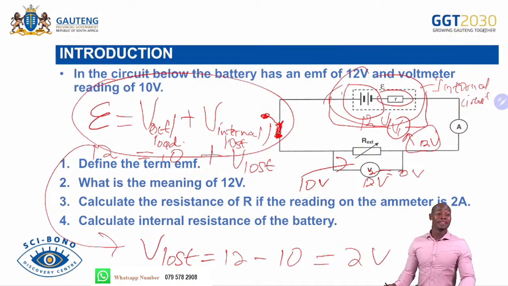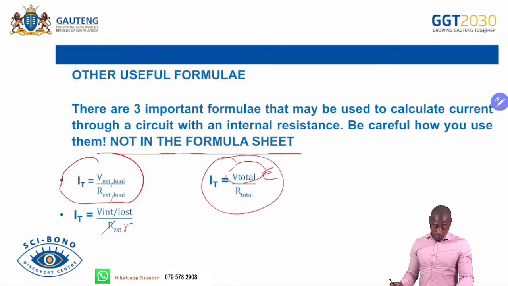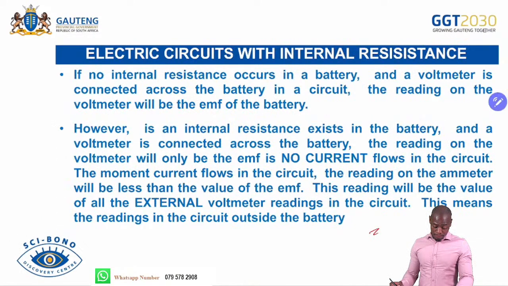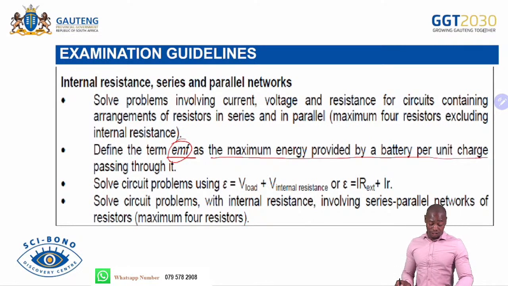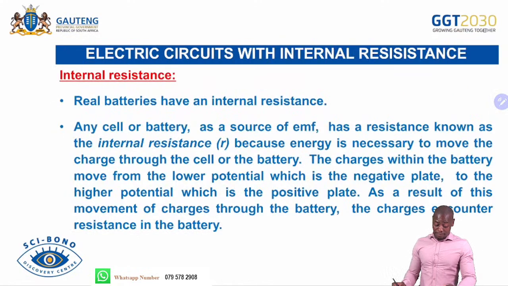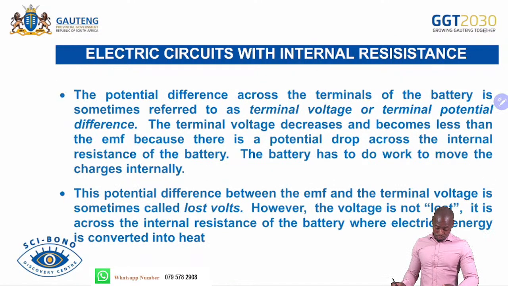Right, first question, they want us to define the EMF. So to define EMF, learners, you use your examination guidelines. Let's go back to the examination guideline. According to our examination guidelines, EMF is the maximum energy provided by a battery per unit charge passing through it. Okay, so this is how we have to define EMF. Define EMF as the maximum energy delivered by the battery per unit charge passing through it. Okay, let's go to that slide now.